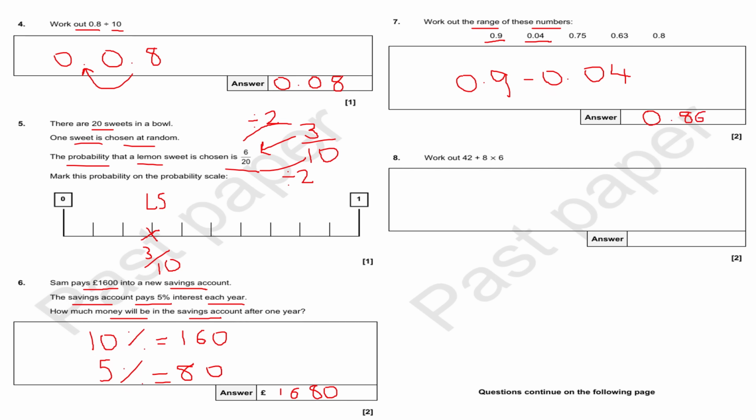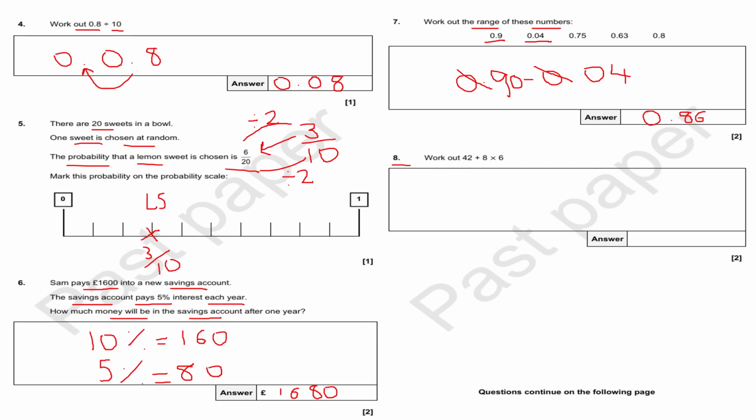Essentially, I think of it as 0.90. If I ignore the decimal point to begin with, and I do 90 minus 4, which is 86, and then I put the decimal point back in, I get 0.86. So that's one way of understanding it.